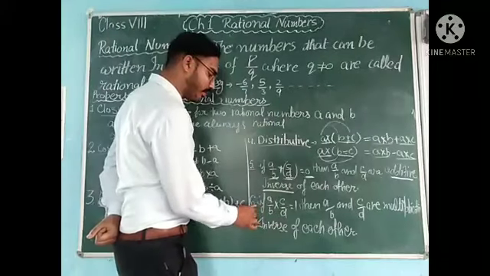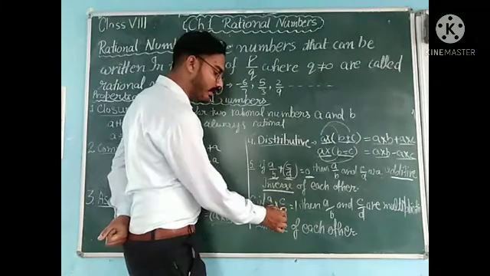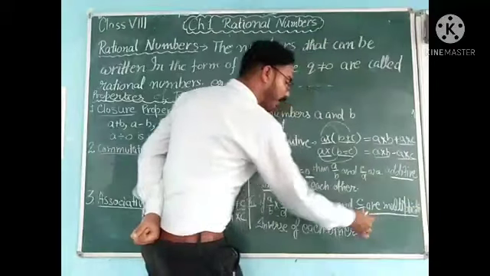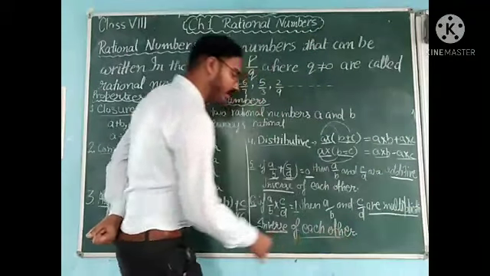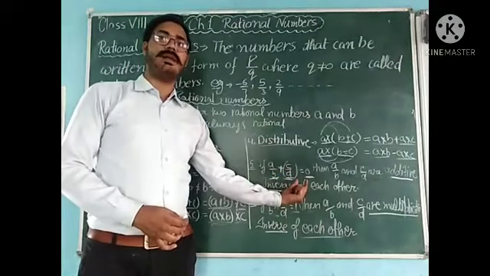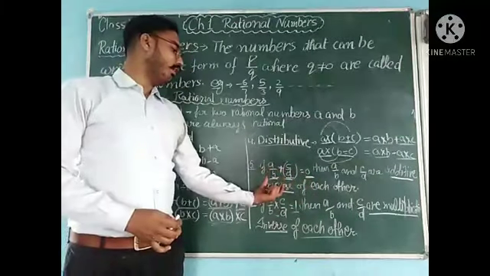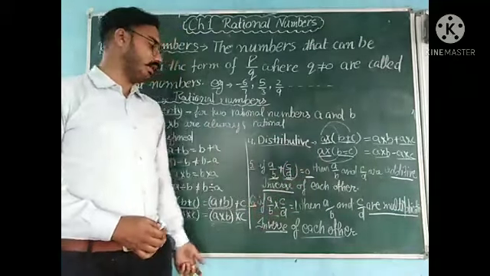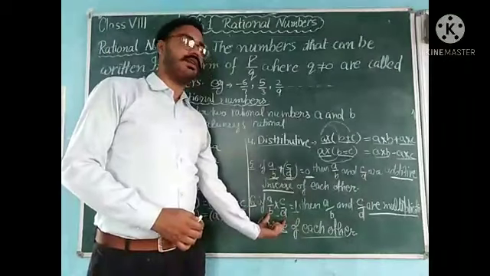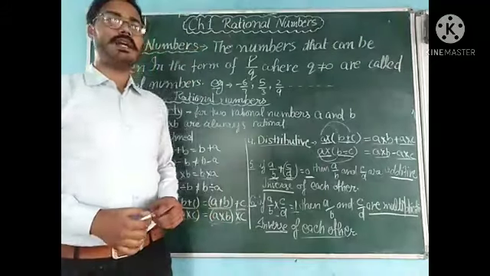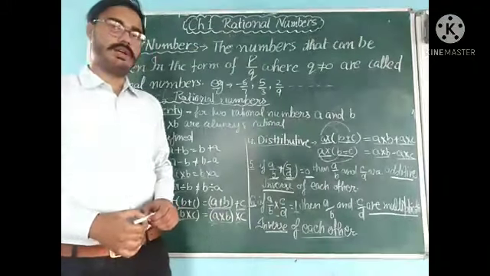And then there is the sixth point. If a over b and c over d are multiplied and the answer is 1, then a over b and c over d are multiplicative inverse of each other. If we add a over b and c over d and the result is 0, then a over b and c over d are the additive inverse of each other, and if a over b and c over d are multiplied and the answer is 1, then they are said to be the multiplicative inverse of each other.